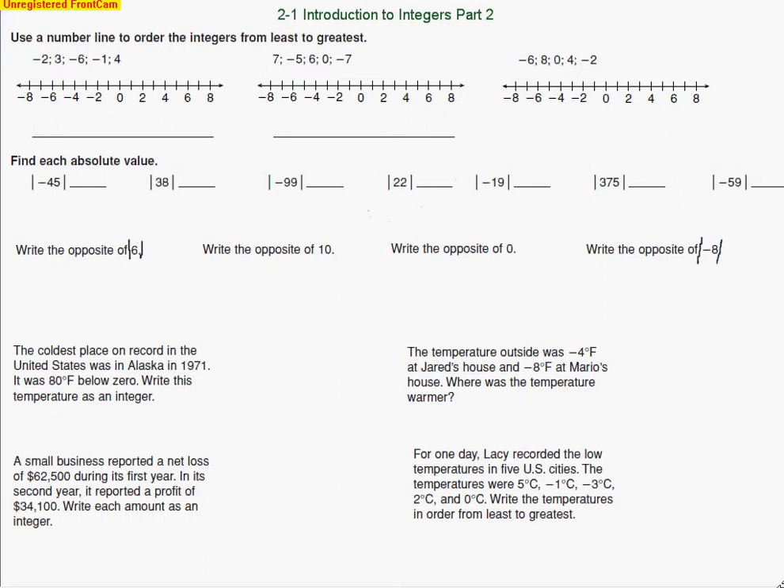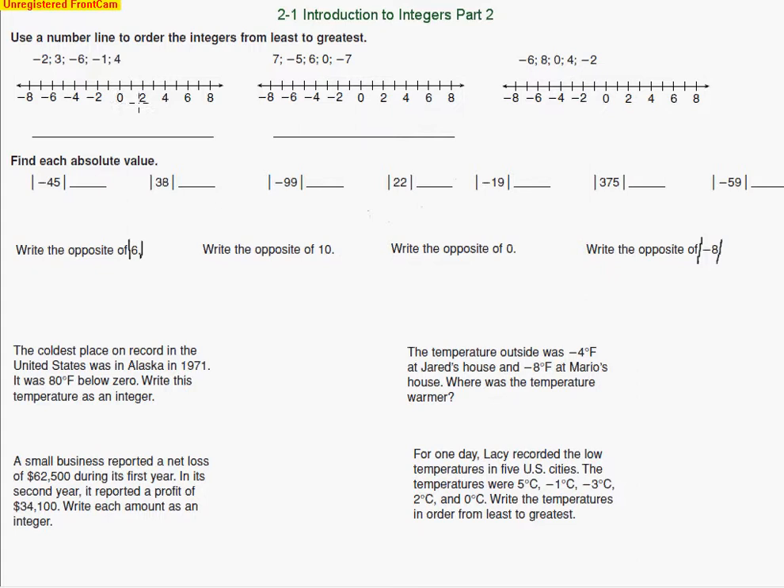This is the second part of Chapter 2, Section 1, Introduction to Integers. So again, integers are just numbers on a number line. They're not numbers in between, but just the numbers that you actually see here. So they would be, for instance, 0, 1, 2, 3, 4. They're where the little marks are on the number line.